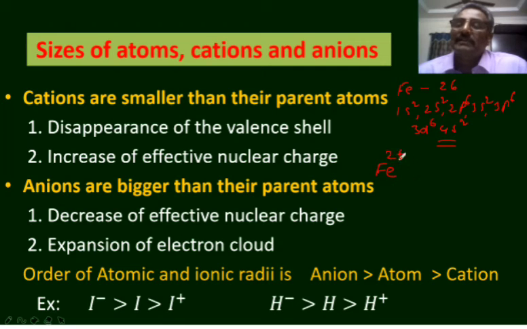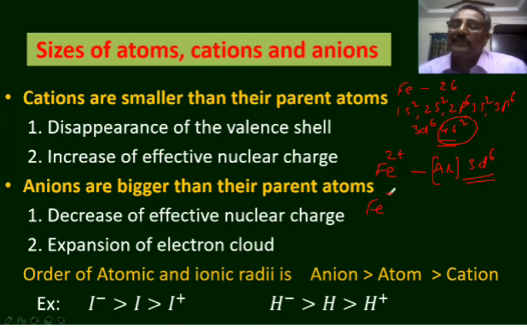Fe2+ ion. In the formation of Fe2+ ion, it loses the 2 electrons in the valence shell. So its configuration will be argon, that is 18 electrons, 3d6. Here the valence shell is the third shell in the Fe2+ ion. Valence shell is third shell.